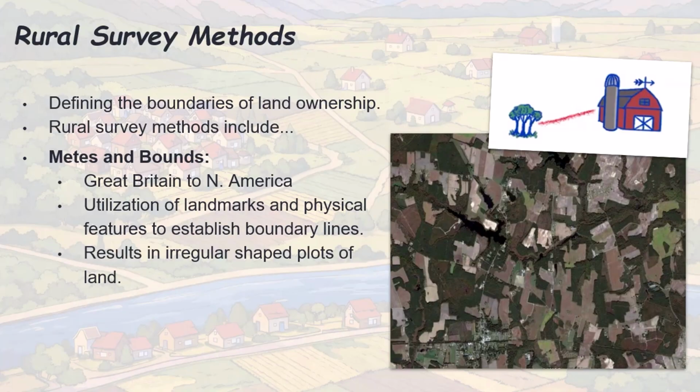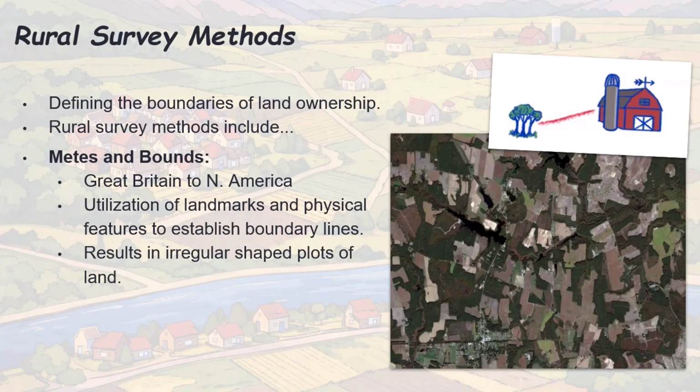This system made sense when you knew everyone in town, and that one hill was literally called Old Man Jenkins' Lump. But over time, it led to irregular plots that looked like someone cut the land with safety scissors. If you peek at that satellite image, that's metes and bounds in action. A patchwork of chaos that's charming. Until you try to build a driveway.